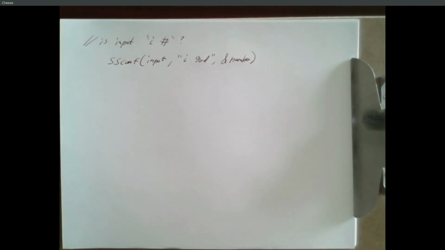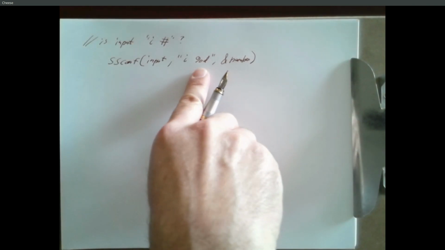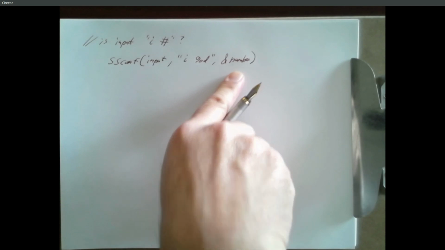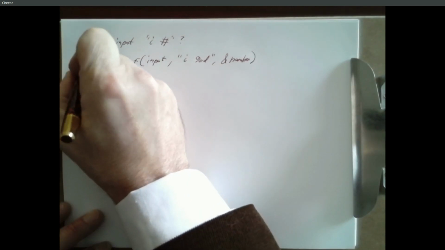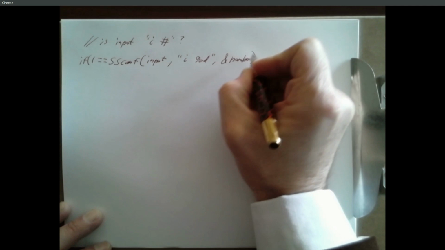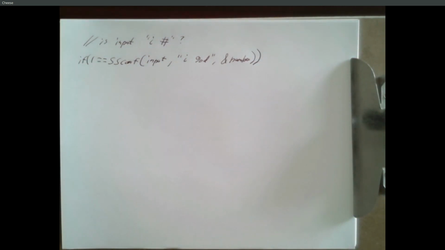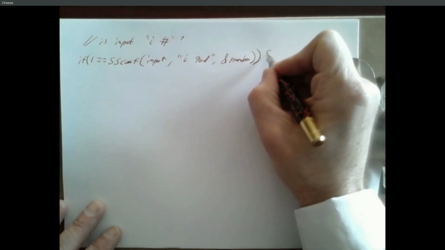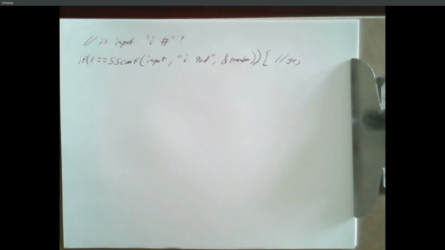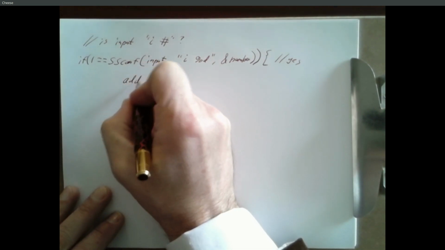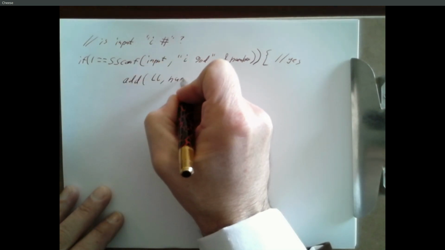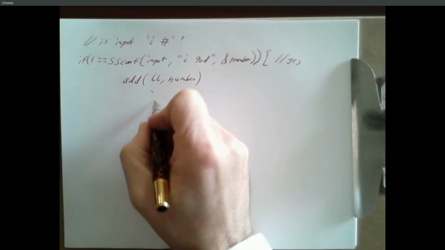And so what value should scanf return if it found a number? It should give us a 1, because we're asking it to convert one thing and store one thing. So if scanf with that pattern returns exactly a 1, then yes, our input was I followed by a number. And so you can say add LL number, and so on.